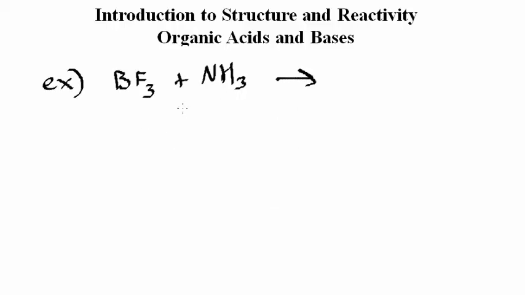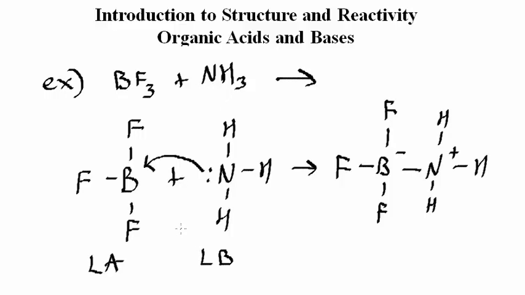Let's look at an example of a reaction between a Lewis acid and a Lewis base that does not include the transfer of a proton. Here we have BF3 reacting with ammonia, NH3. BF3 has an empty orbital in the valence shell of boron, and this is the Lewis acid. NH3 has an unshared pair of electrons in the valence shell of nitrogen and is the Lewis base. In this example, each of these atoms takes on a formal charge. The resulting structure, however, has no net charge, as you can see.